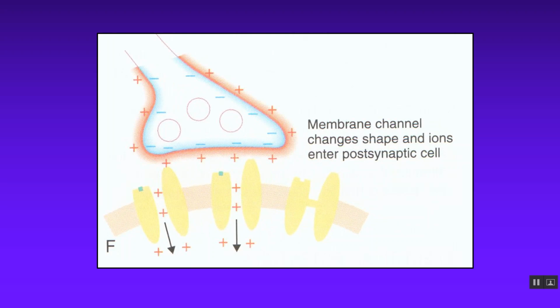Then whatever that does, in this case, it's opening up some ligand-gated sodium channels, and positive charges start moving in, creating an excitatory postsynaptic potential, and if it reaches threshold, it may cause another action potential in that next neuron. Okay?